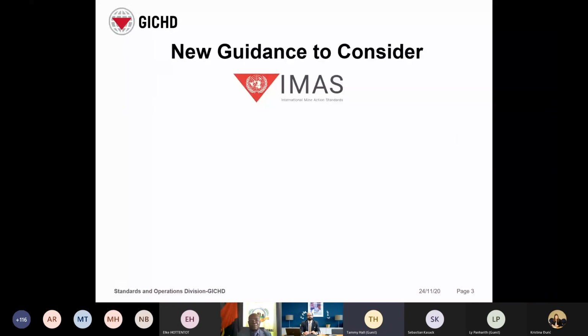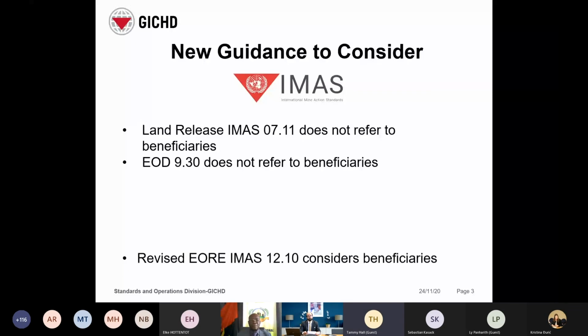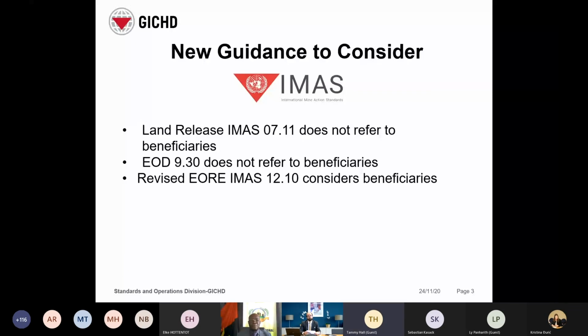So let's look at what we might consider. We've had a lot of presentations on what's in this document, and it refers to a number of different areas of mine action. The IMAS on land release, 711, doesn't really refer to beneficiaries specifically and the way we count them. That's interesting in and of itself, I think. Nor does the EOD IMAS 930. Where we start to get more relevant to beneficiaries is perhaps obviously when we start talking about risk education, which talks a lot about beneficiaries, and we'll come back to that later.